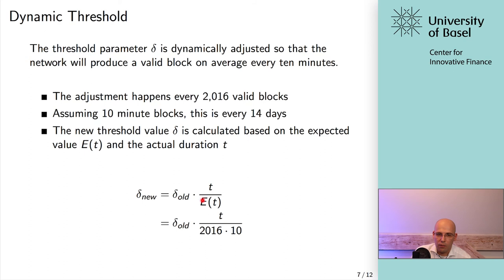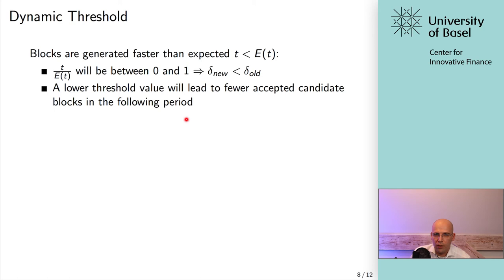We know that in this case delta nu will be smaller than delta alt, and of course a smaller threshold value means that it will be harder to create new valid blocks. It means that the criteria will be stricter. And when we do that, it has been faster, the process, than it should be. So for the last period, it took less than these 14 days. By making it stricter, we should actually go back closer to this 10-minute average.